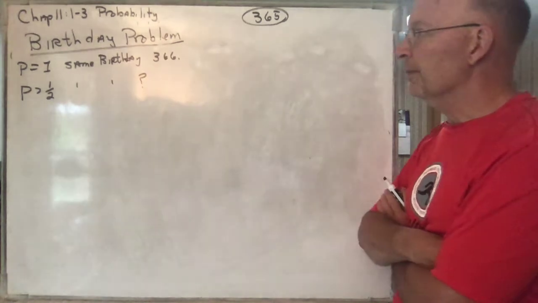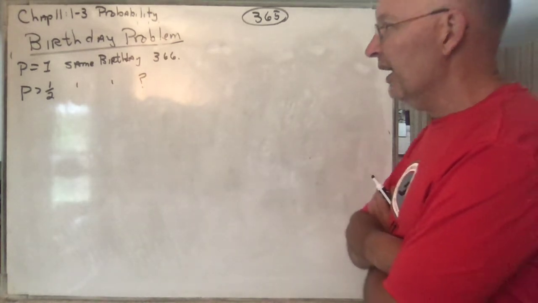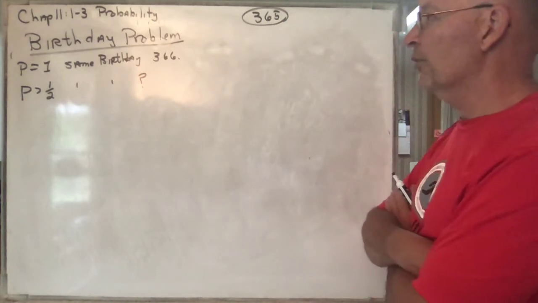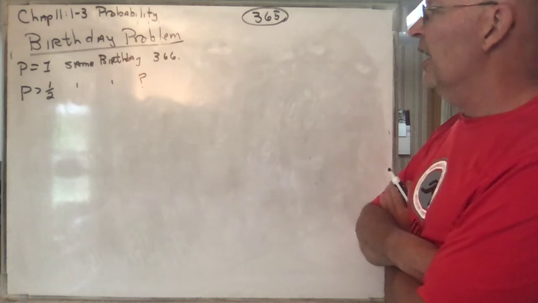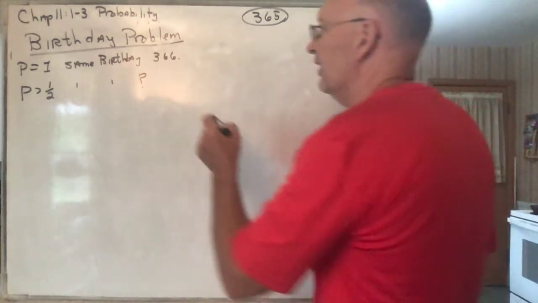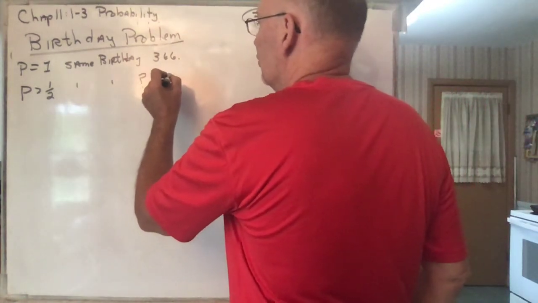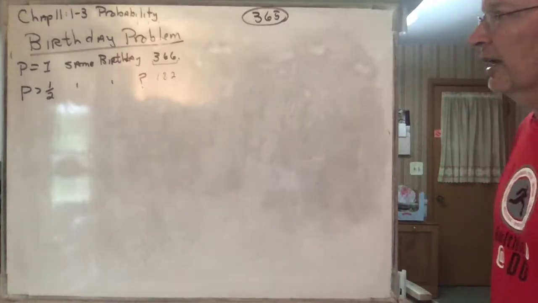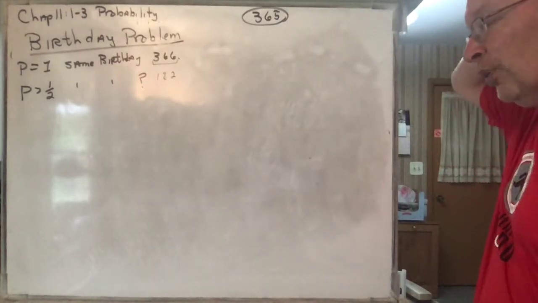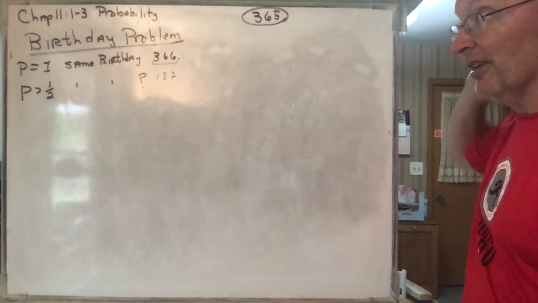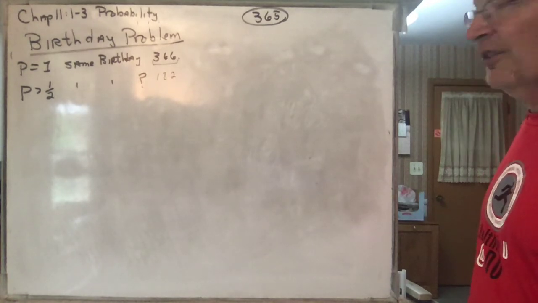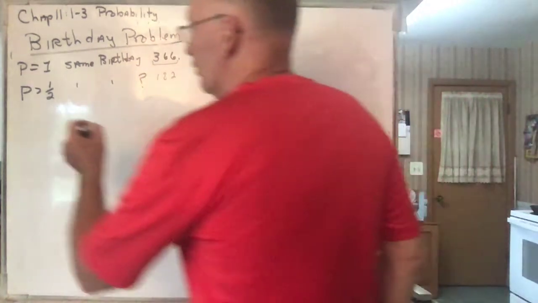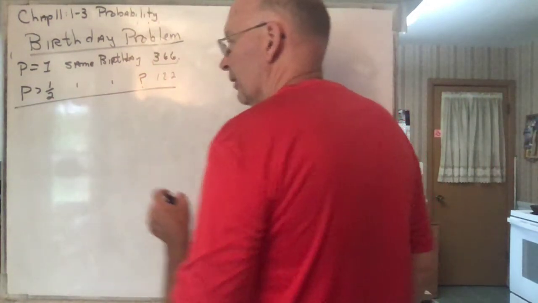How many people? Well, when I ask this question to my classes, the answer that comes up as much as anything is something like 182 or 183, basically half of this number. That's one guess. Other people guess different things. It's a rather amazing answer, though. Here's the way we do it. Let's see if we can figure it out.